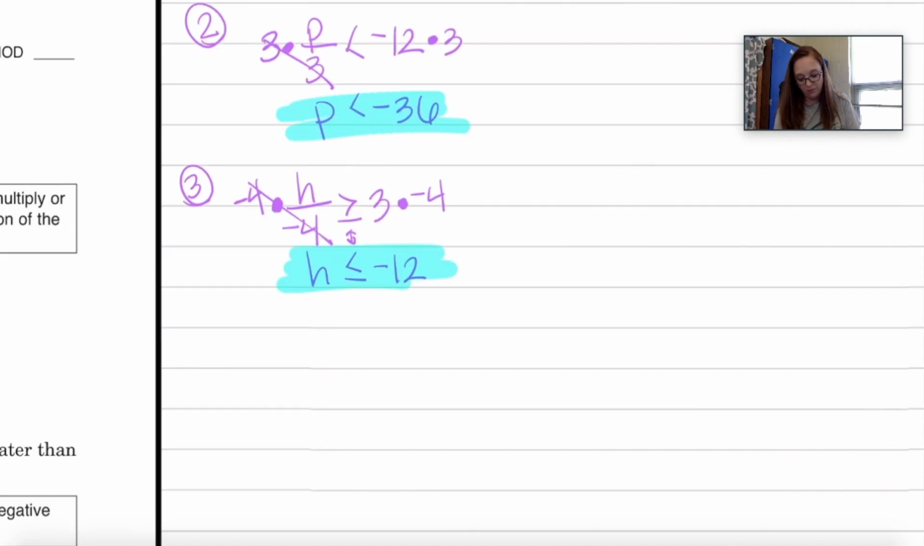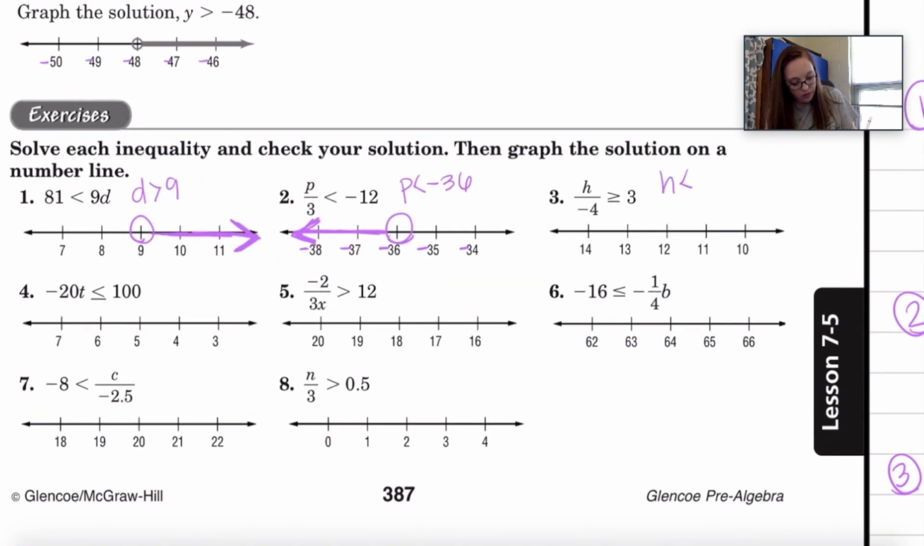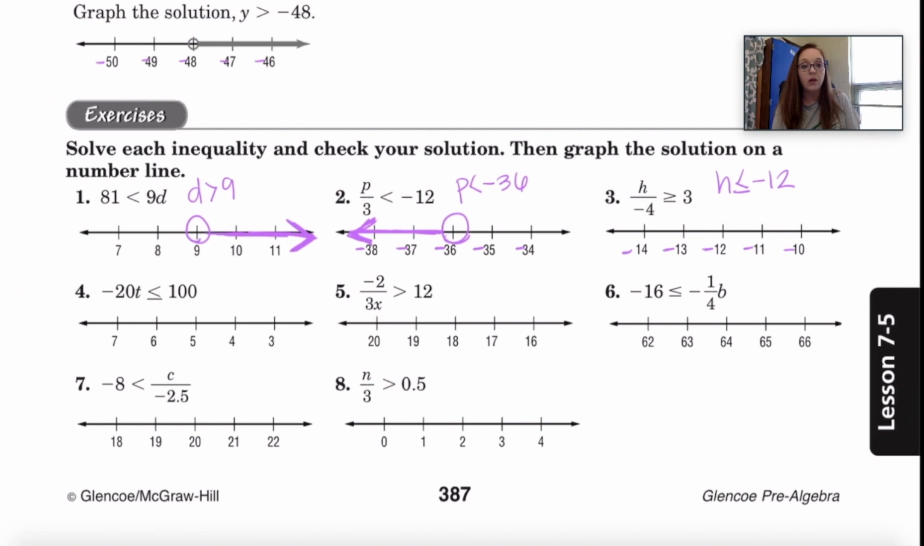Let's graph it. H is less than or equal to negative 12. Again, the negative symbols need to be added in on my number line there. So I'm going to find negative 12. It should be a shaded circle because I've got the less than or equal to part. And we're going to make our arrow over here to the left.